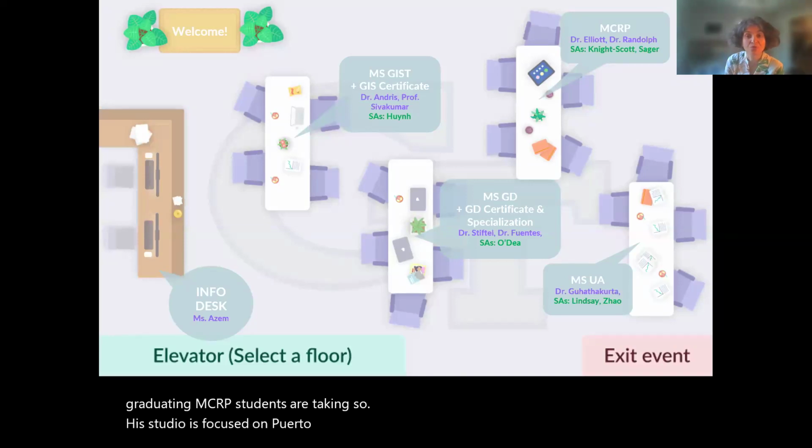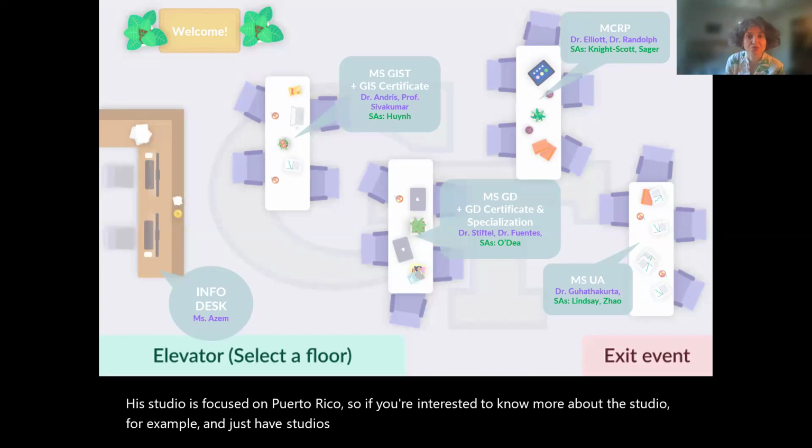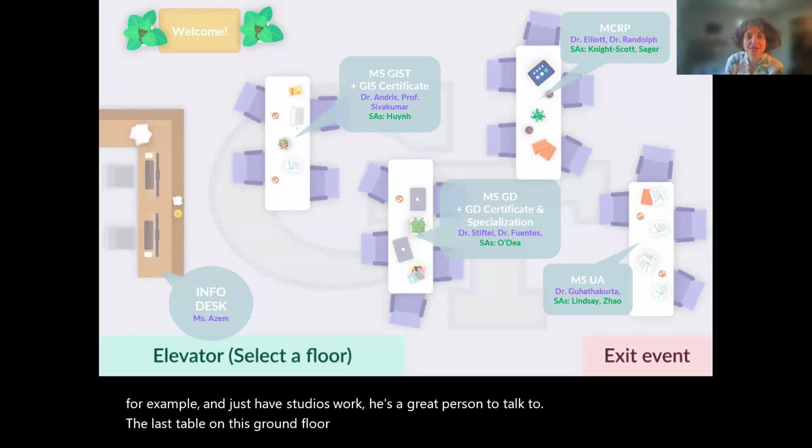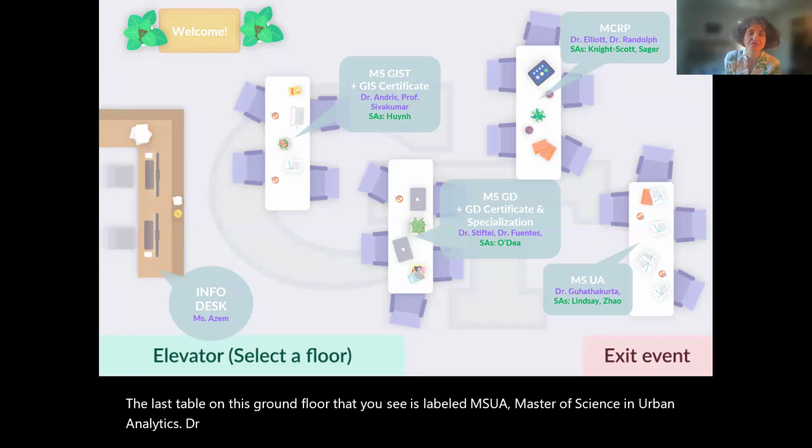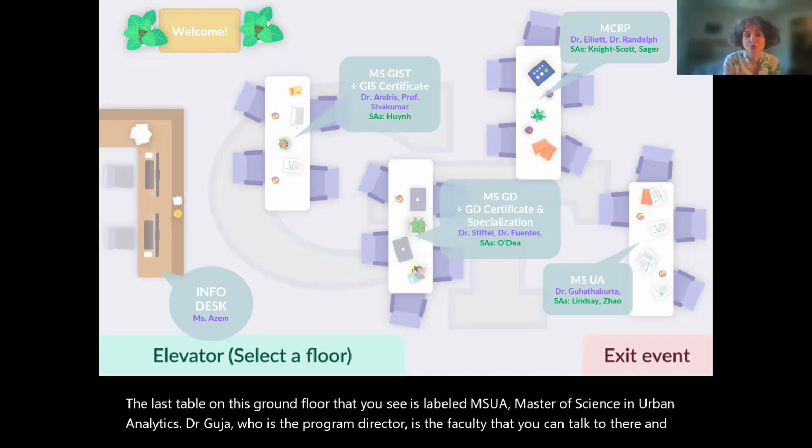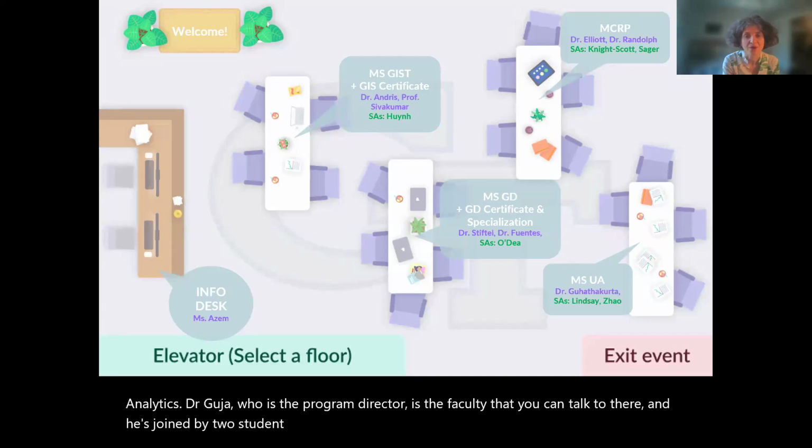So if you're interested to know more about the studio, for example, and just how studios work, he's a great person to talk to. The last table on this ground floor that you see is labeled MSUA, Master of Science in Urban Analytics. Dr. Guja Takurta, who is the program director, is the faculty that you can talk to there. And he's joined by two student ambassadors who are in the program, Helena Lindsay and Yushan Zhao.